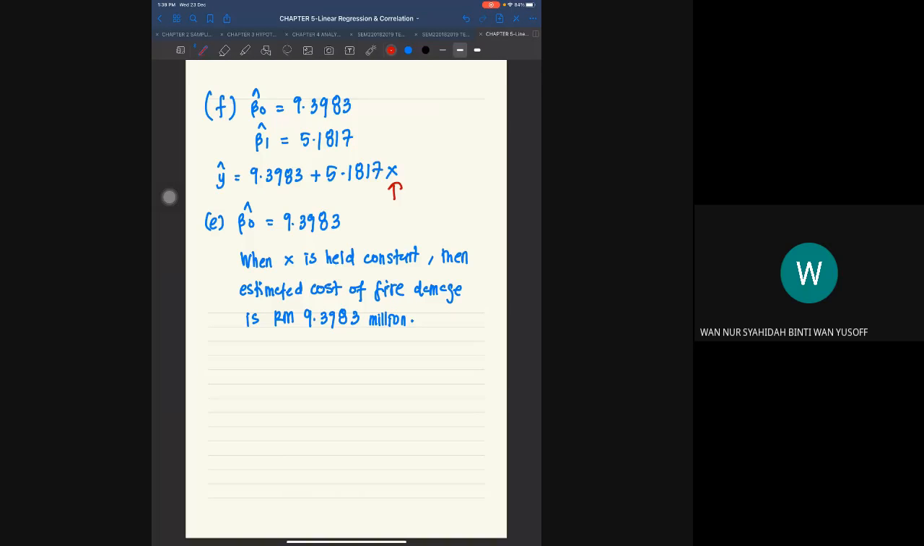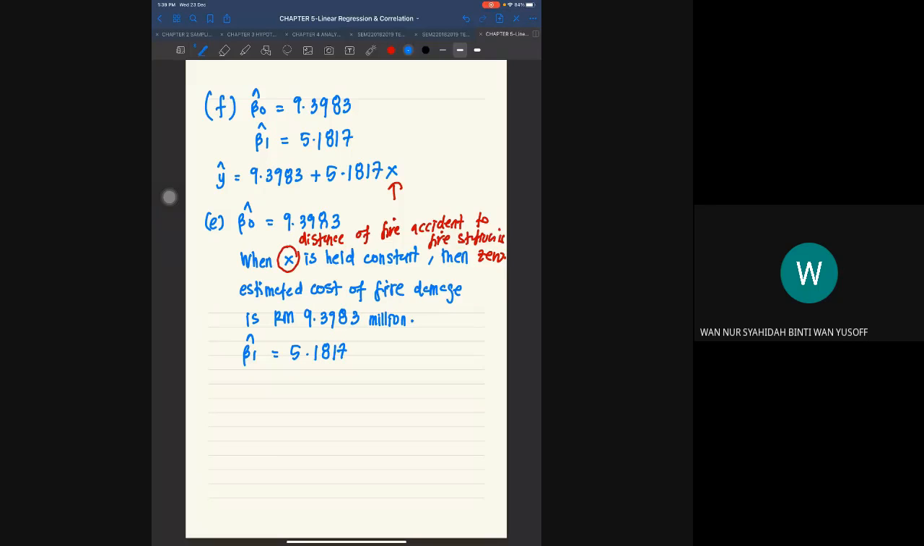Or you need to mention the X here. So X is the location just now, or the distance. When the distance of the fire accident to the fire station is 0. Okay, and then beta 1. So beta 1 estimates how much y changes when x changes. So beta 1 is positive.